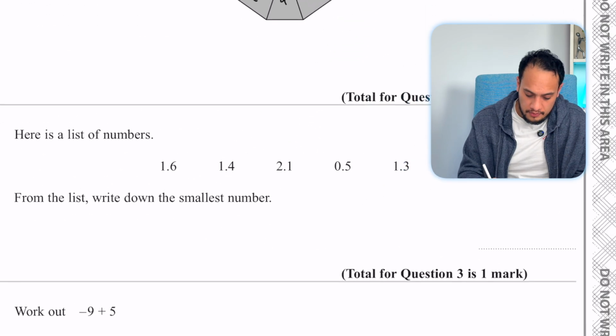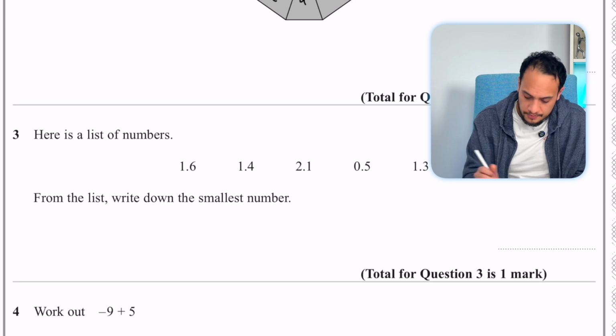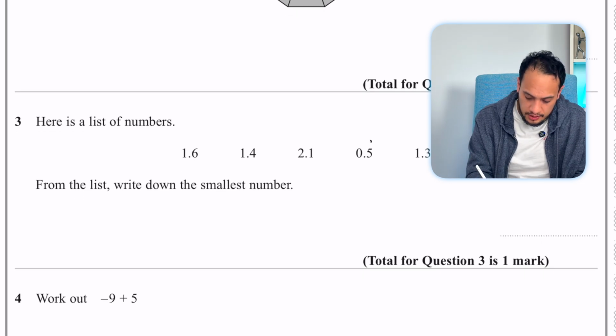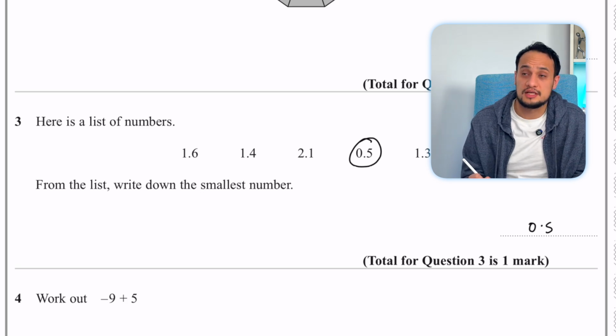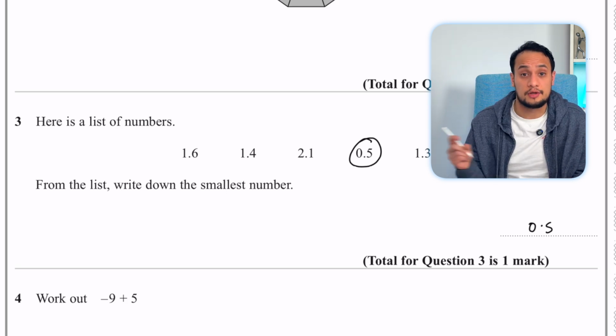And now we've got a list of numbers. From the list, write down the smallest number. If I look at them at the side, I can see it's 0.5. Some people struggle with this, especially when you've got loads of digits. So if you've got multiple digits, what I'd recommend is filling out those decimal places, because that will allow you to see more easily which one's the smallest.